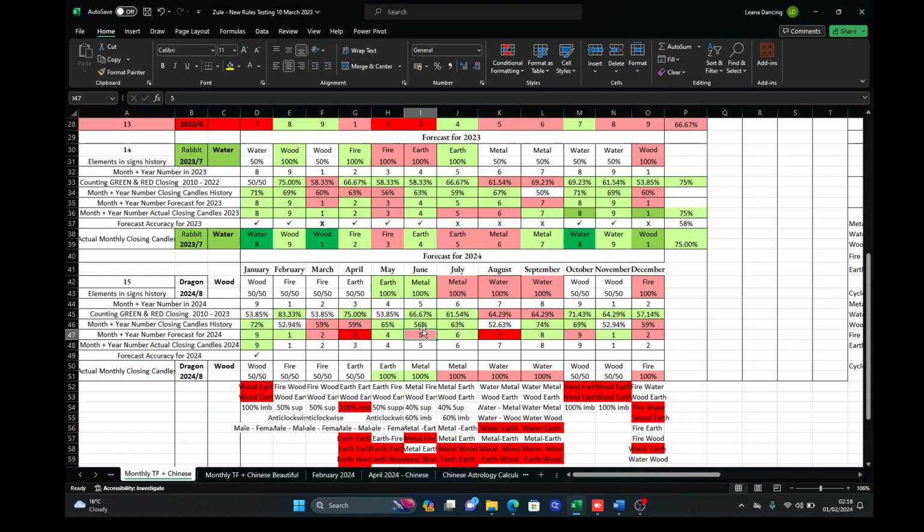But because I know that there will be a bearish event in the second half of June, I'm actually giving it a red candle. For now, this may change. Later on, I do reserve the right to change some of these as time progresses. And then July, I've got as a green candle.